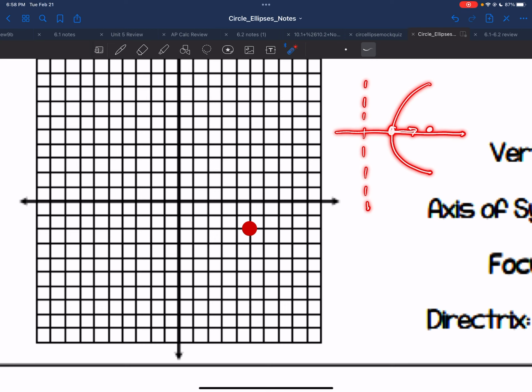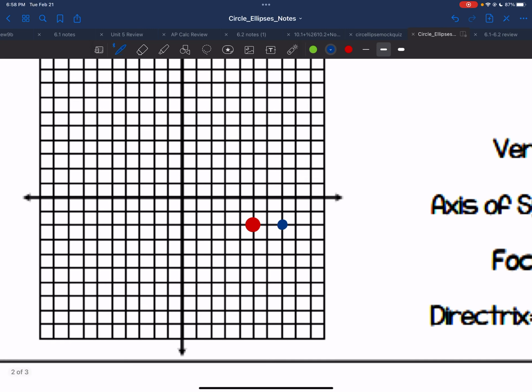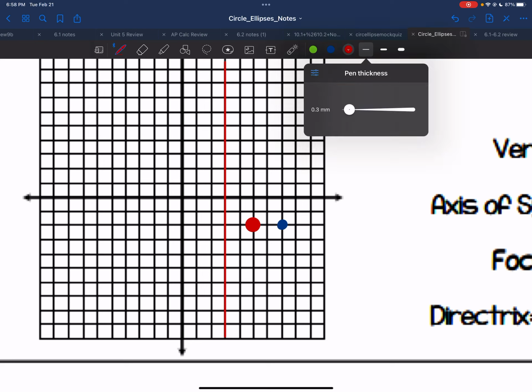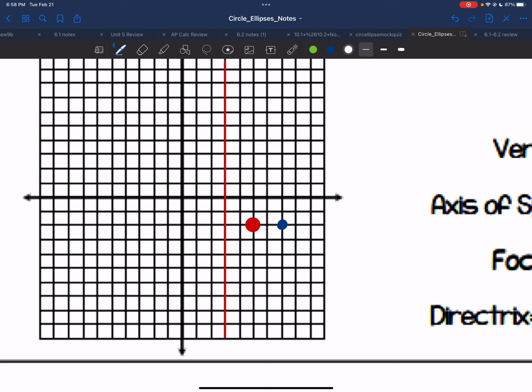So let's take a look at those things. Okay, so if I have 2 forward, that would be my focus. And then 2 backwards would be my directrix. So that would be this line right here. So I'm going to go ahead and make it in red. And maybe I'll put some lines through it so that we can see. Okay, that's my directrix right there.